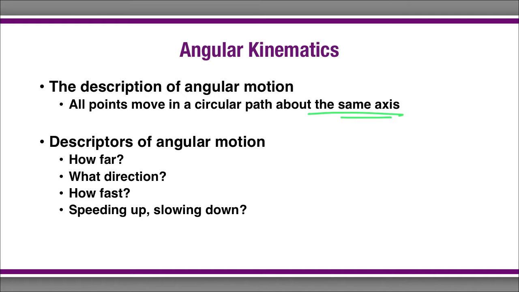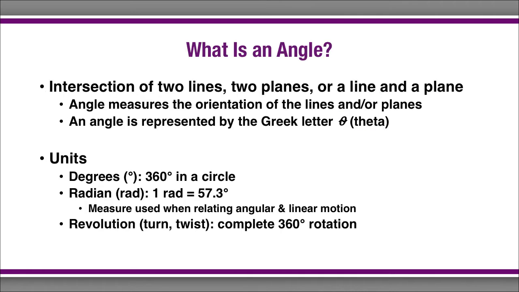And the factors that we use to describe angular motion are how far, what direction, how fast, and whether a certain segment is speeding up or slowing down. So an angle is the intersection of two lines, two planes, or a line and a plane. This is something that we touched on a little bit with our trig using linear kinematics, but angles measure the orientation of the line and the plane, and it is represented by the Greek letter theta.